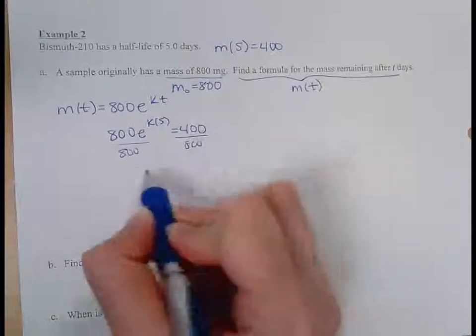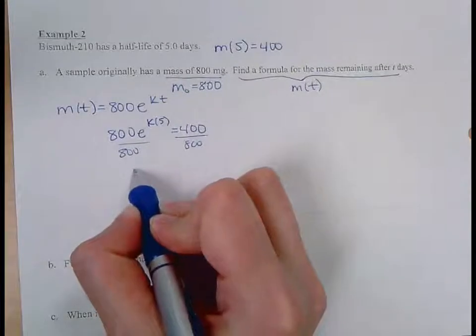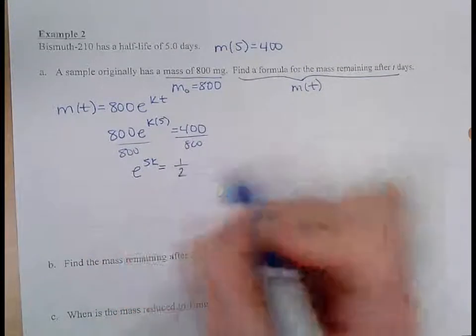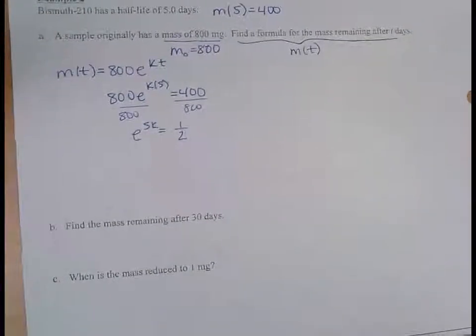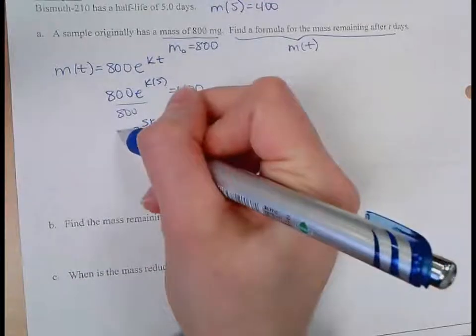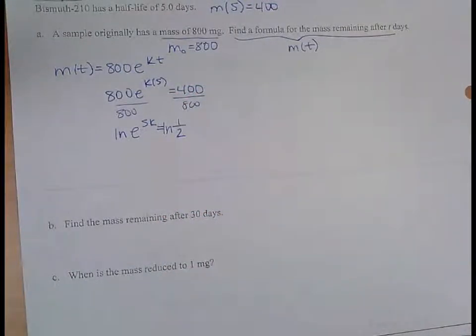But if you were using the second half-life amount, like m of 10 equals 200, you get something different. So e to the 5k equals 1/2. And I will also show you some different ways this can be written. Can we store it in a calculator as positive? Just store it as it is. If it's negative, because your k value will be negative, store it as negative.